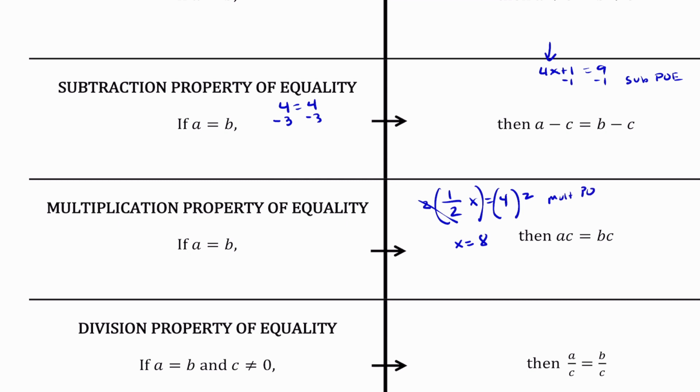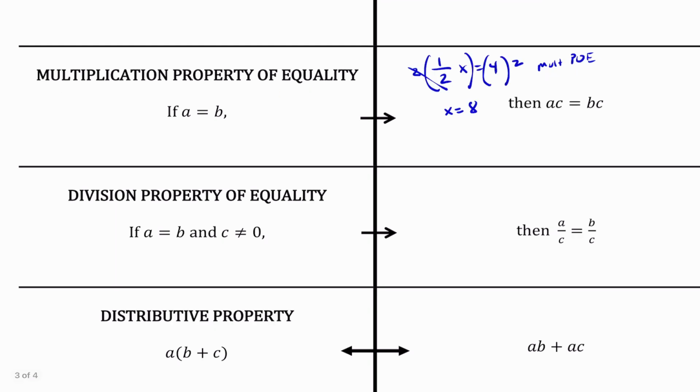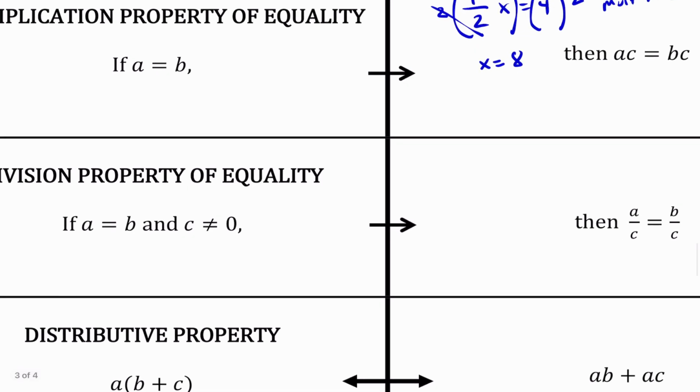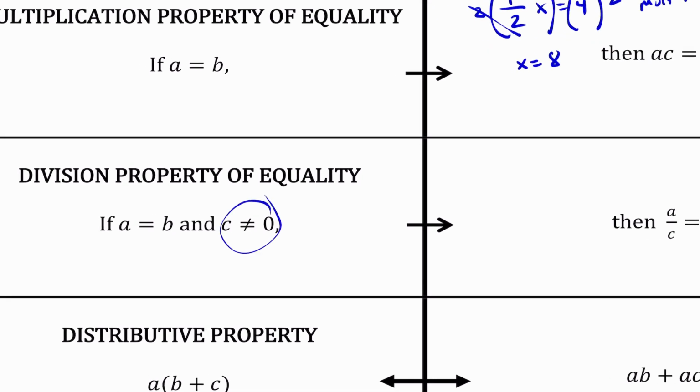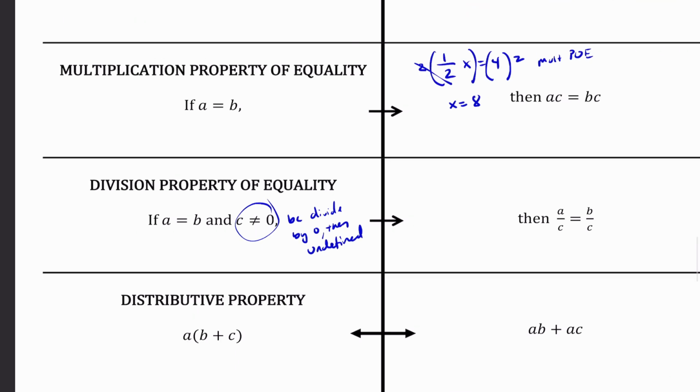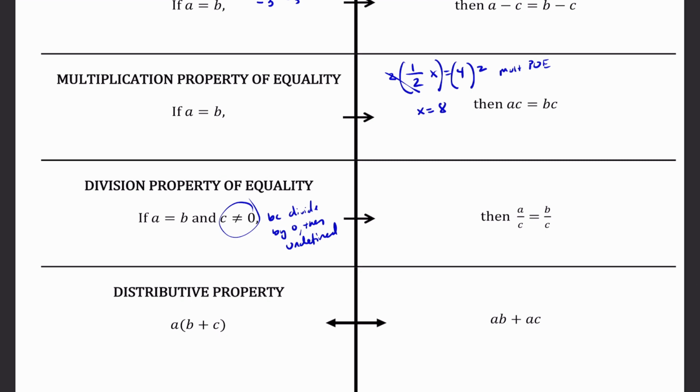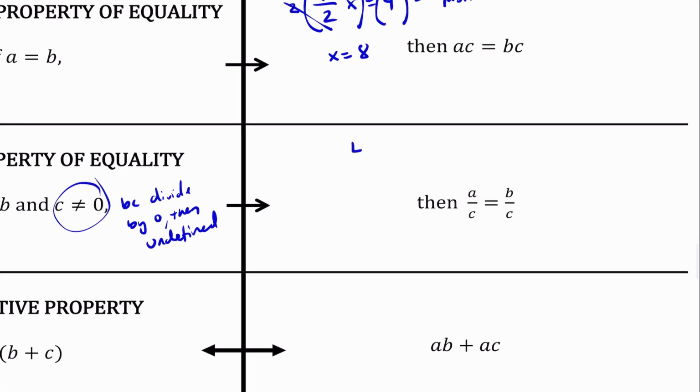The division property of equality states that if A is equal to B and C is not 0, because if you divide by 0, then it's undefined. You don't want that to happen. Then A over C is equal to B over C. So if I give you something like 4x is equal to 16, and I want to get x by itself, well, I'm going to divide both sides by 4, and that is the division property of equality right there.